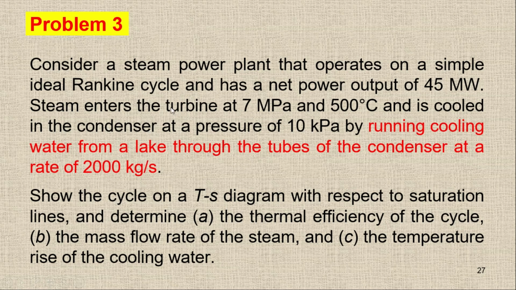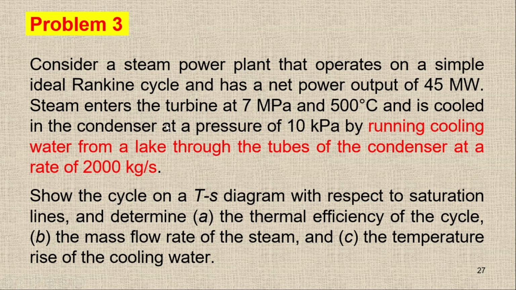So it's basically point number 3 at 7 megapascal and 500 degrees Celsius, and is cooled in the condenser at a pressure of 10 kilopascal. So both pressures are given, which is 7 megapascal and 10 kilopascal, because in the ideal Rankine cycle, we need only 2 pressures.